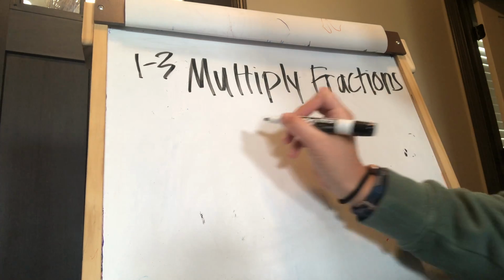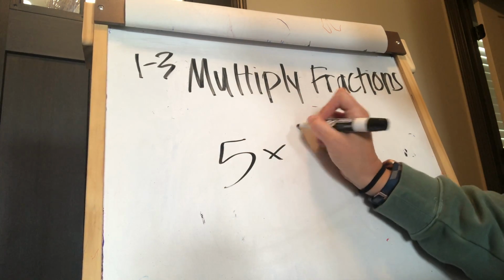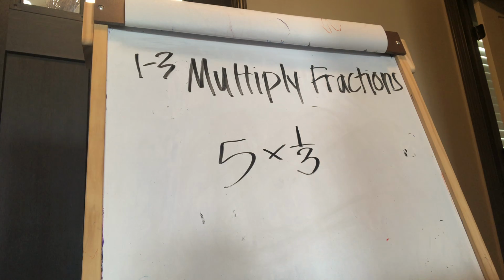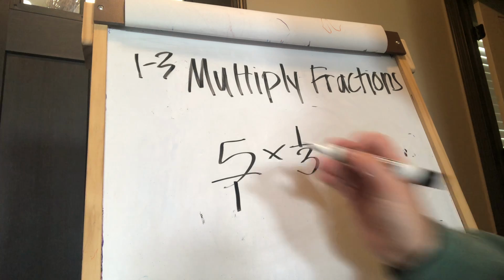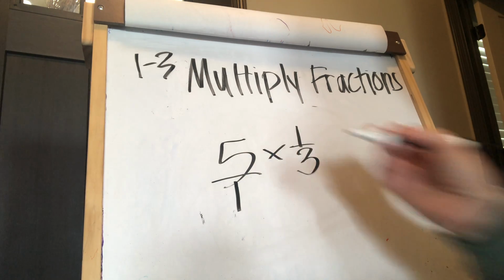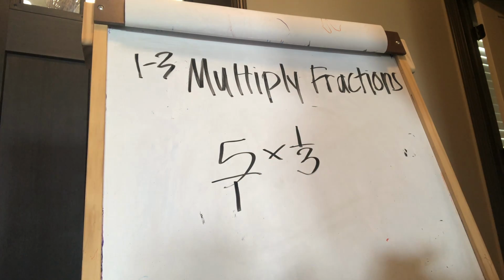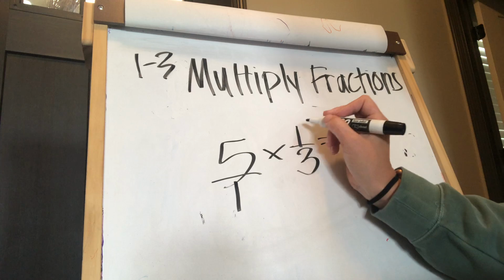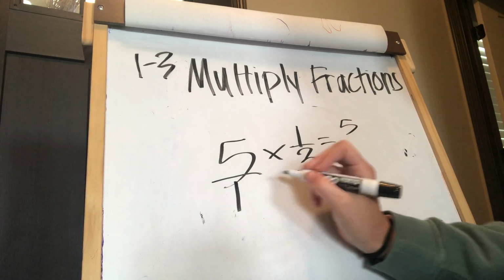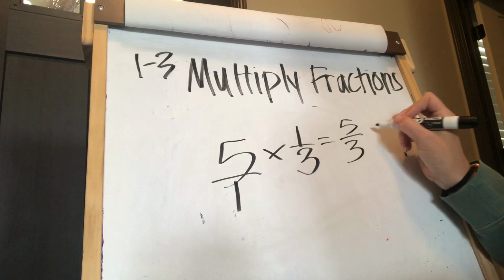All right, our next example that we're going to take a look at is if we have a whole number. So here we go, we're going to take a look at 5 times 1/3. Before we do our multiplication, we need to turn that whole number into a fraction as well. To do that, we simply put it over 1. So 5 is the exact same thing as 5/1. Just putting that 1 in the denominator spot to make that a fraction. Now we have 5 times 1 is 5. 1 times 3 is 3.